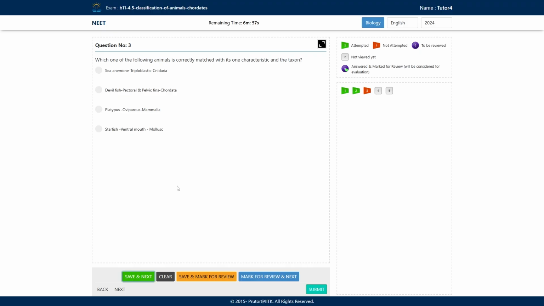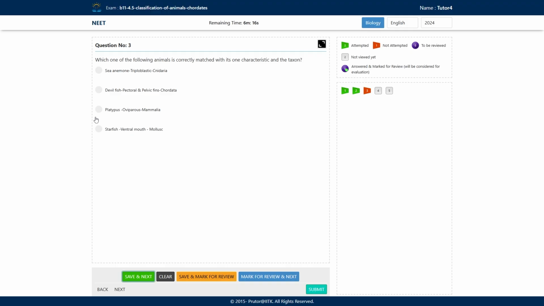Which one of the following animals is correctly matched with its characteristic and the taxon? So, let us see the options. A, sea anemone, triploblastic, Cnidaria. B, devilfish, pectoral and pelvic fins, Chordata. C, platypus, oviparous, Mammalia. And D, starfish, ventral mouth, Mollusca. So the correct one.